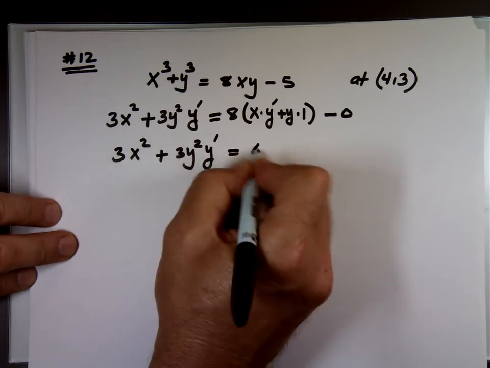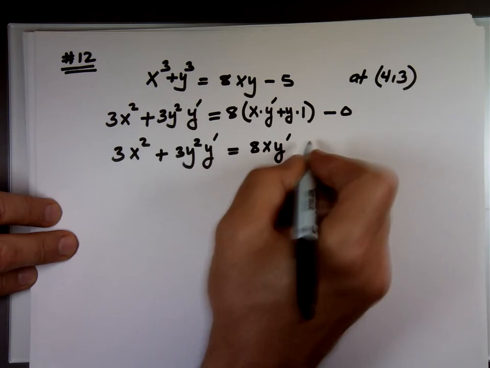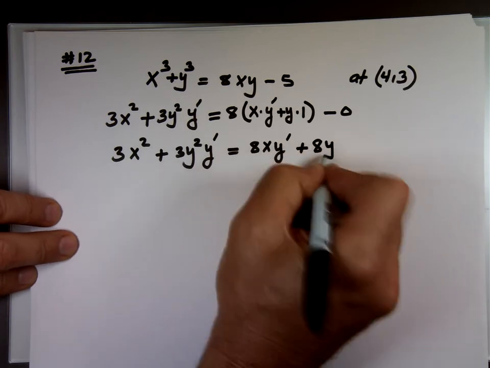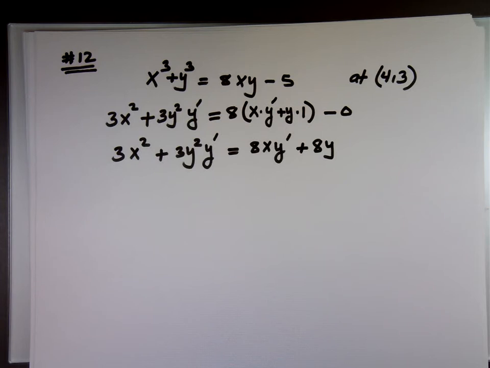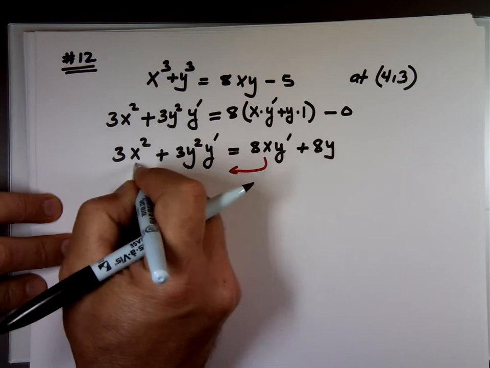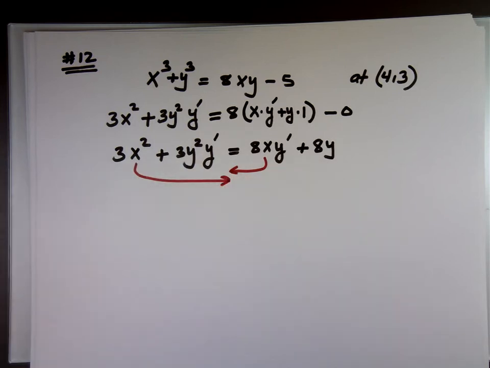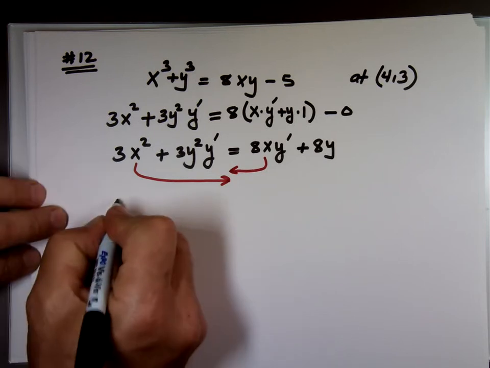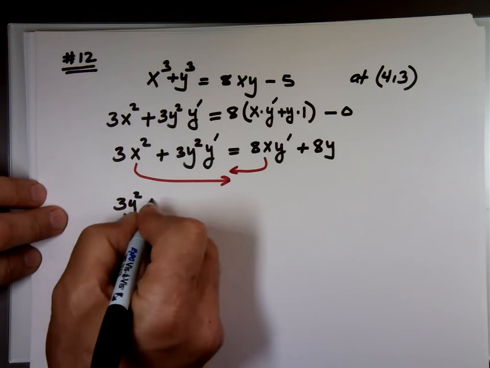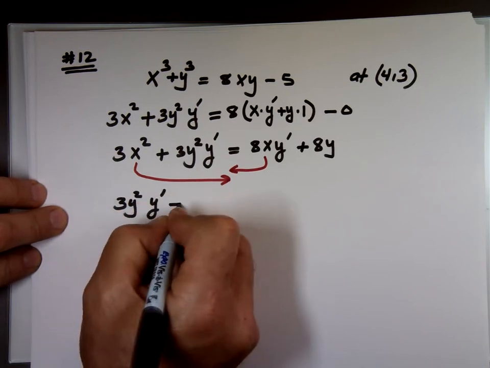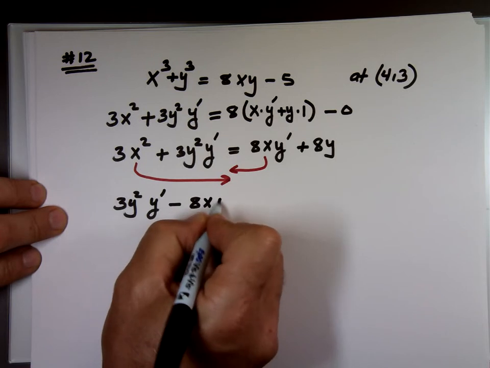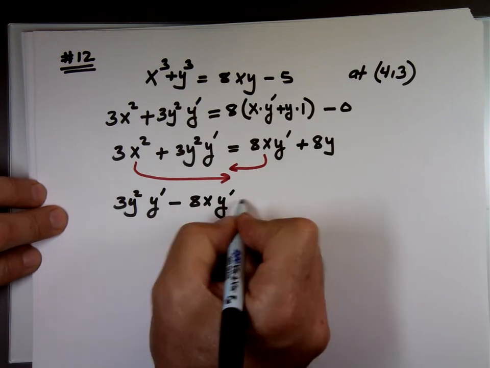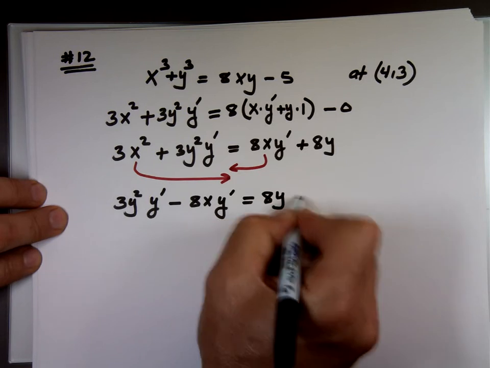8x y prime plus 8y. I want to solve for y prime. Let me bring this to this side. Let me take that to that side. 3y squared y prime minus 8x y prime equals 8y minus 3x squared.